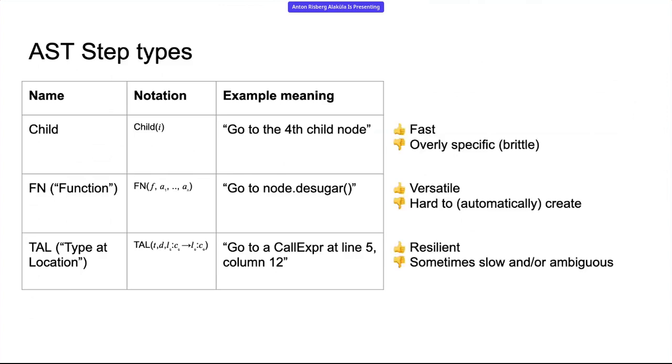A child step is very simple, it's very fast, but it adheres very strictly to the structure of the AST. So in the example I showed where I wrapped something in an if statement, if I used child steps exclusively, it would break, because I'm now further into the AST than I was before. Function steps are fantastic. They're very versatile. You can do everything, but it's hard to create. We cannot, on a general level, implement this. We need help from the underlying tool, which we want to avoid as much as possible.